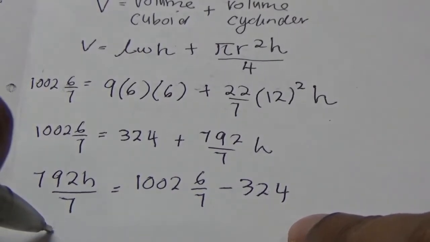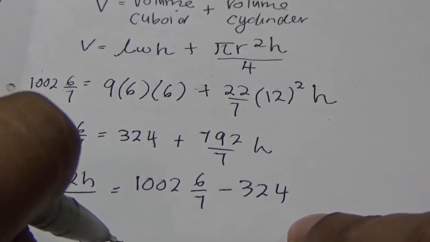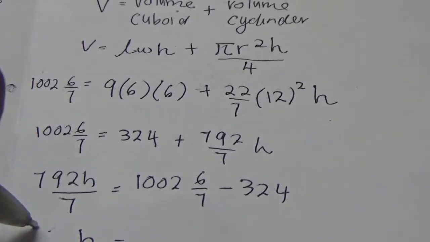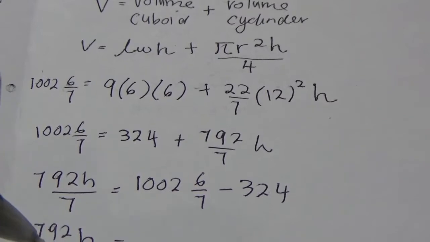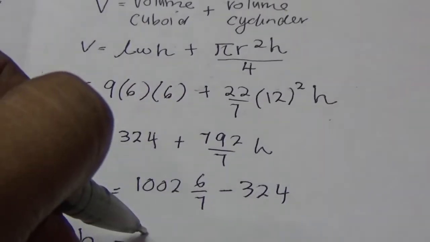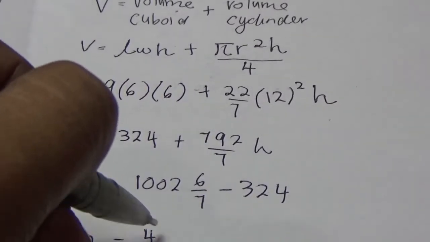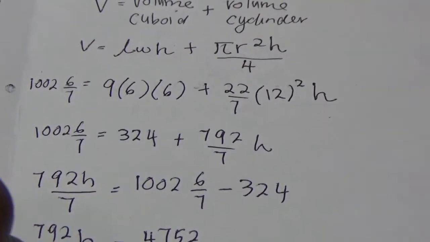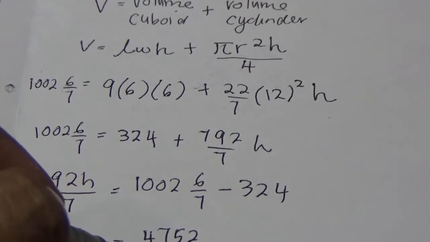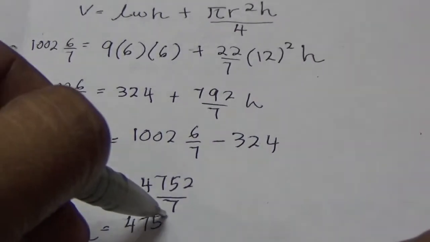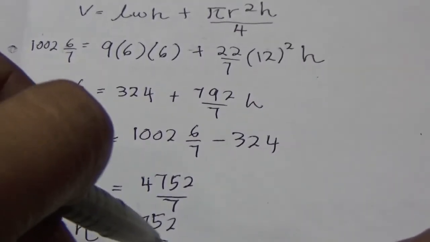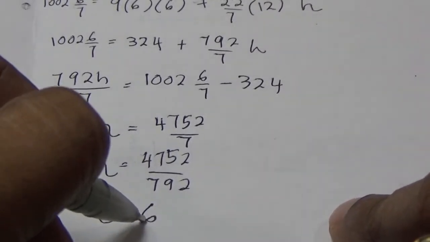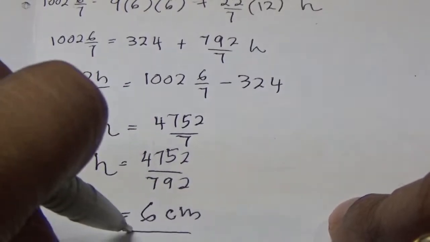So this will give you h equivalent to, this is 792 h. If you solve this, you would get 4752/7. Therefore h would be 4752 divided by 792 would give you as 6 centimeter.